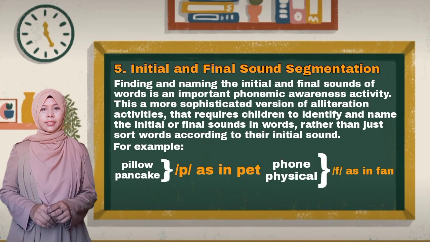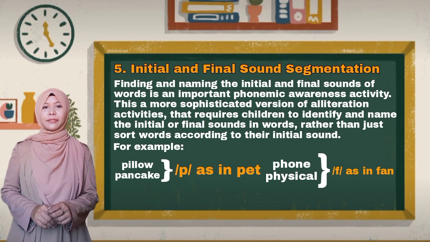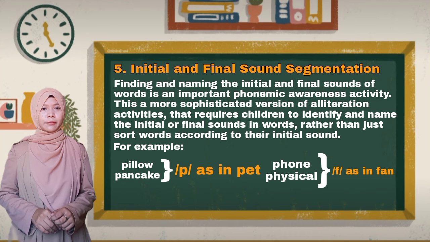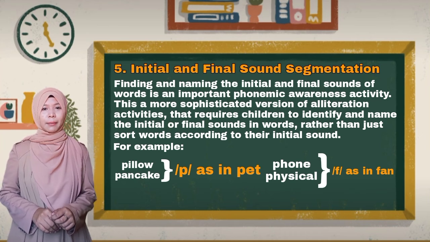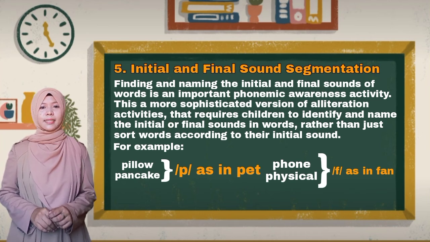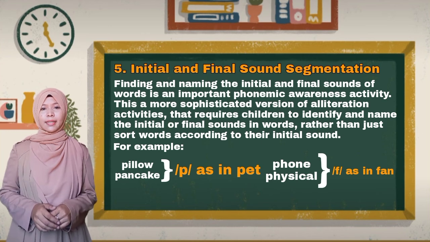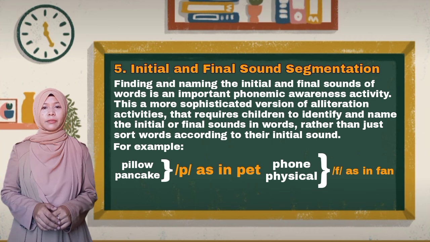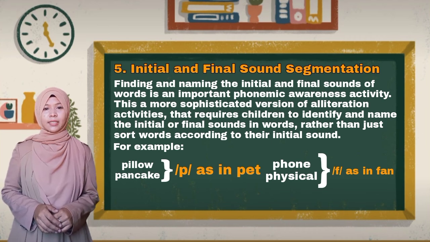Now let us move on to the fifth skill, which is initial and final sound segmentation. Finding and naming the initial or final sounds of words is an important phonemic awareness activity. This is a more sophisticated version of alliteration activities that requires children to identify and name the initial or final sounds in words rather than just sort words according to their initial sound.